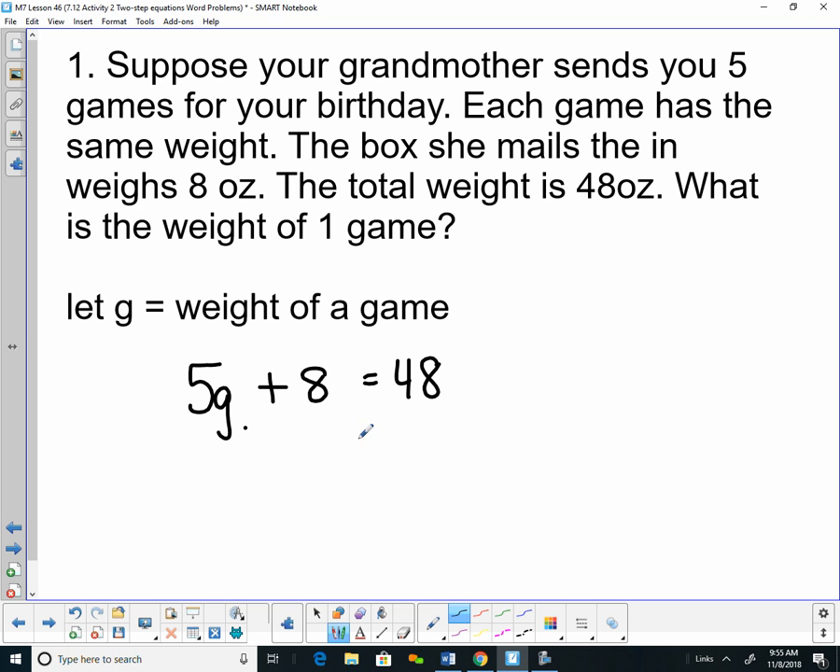So now to solve, we would subtract 8. So I get 5G is equal to 40. Divide both sides by 5, and G is 8. So each game weighed 8 ounces.